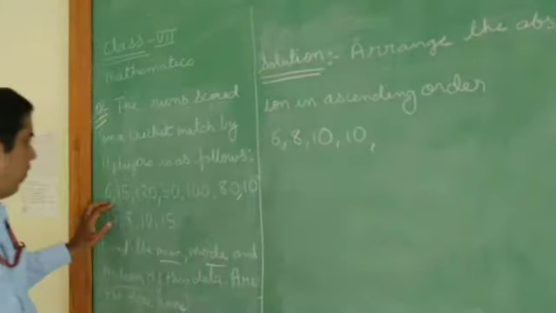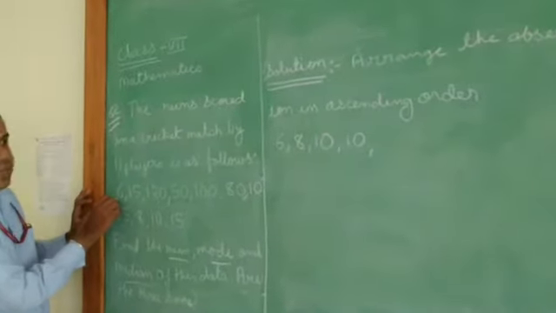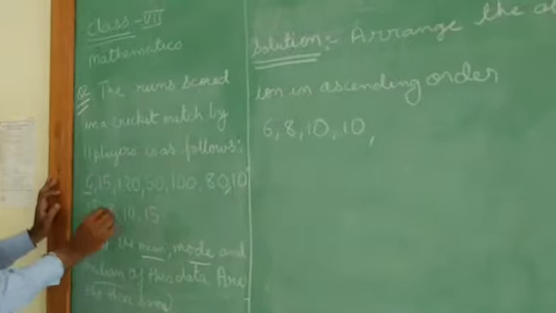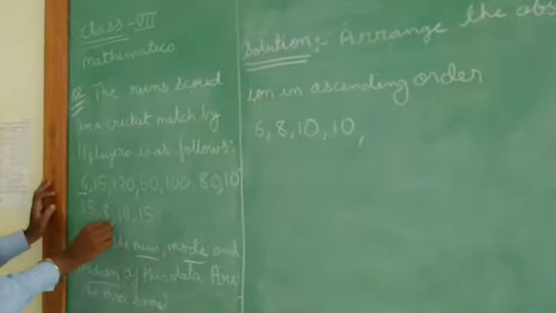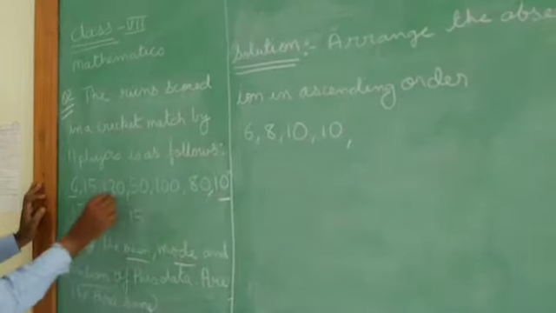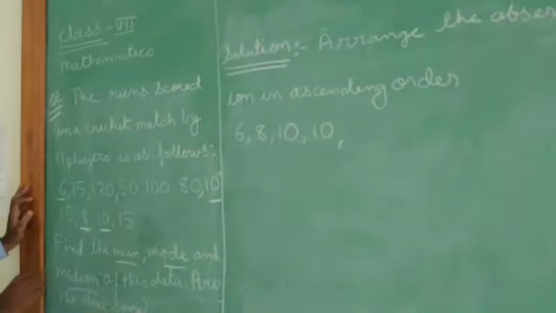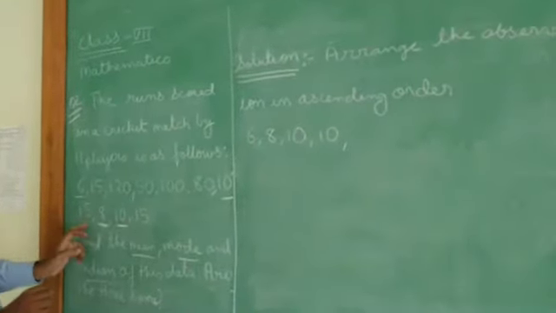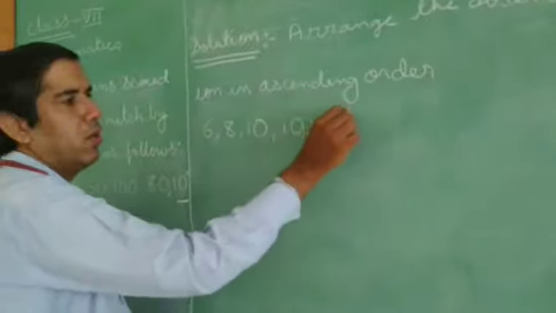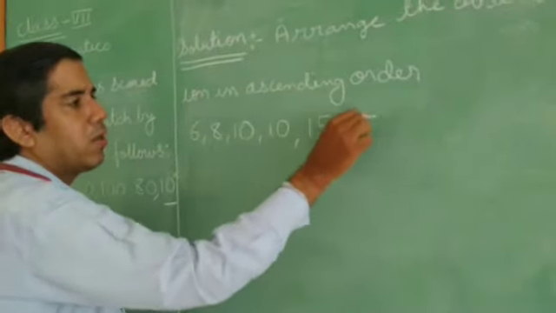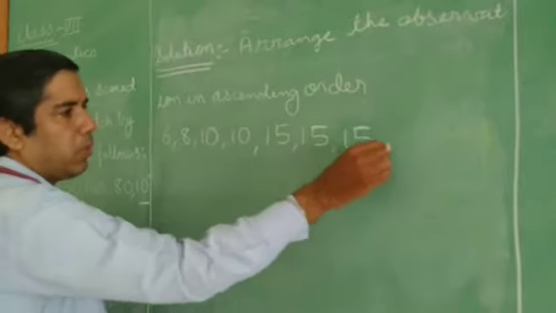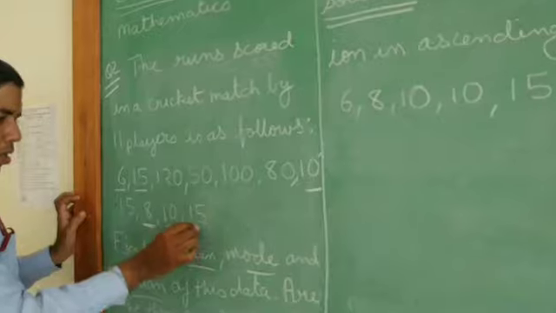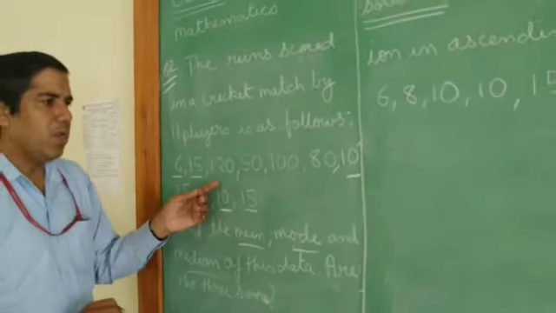Then after 10, which is coming, let me cancel out which has come here already. 6 came, so 6 is here. Then 8 came, 8 is there. Then 10 came. Now after 10, which number comes here? You can see 15 is there. 1, 2, 3, 3 15s are there. So 3 15s. Right? So let me underline the 3 15s. 1, 2, 3.